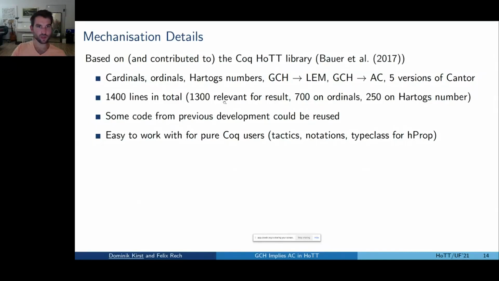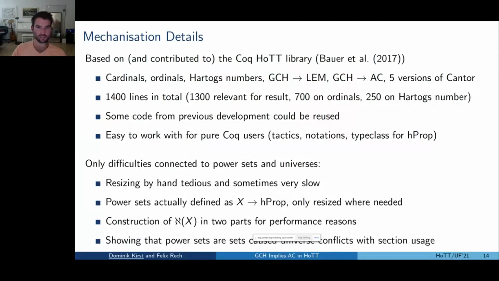In total, it's rather of a compact size, and more than half of it is concerned with ordinals and the construction of the Hartogs number. The rest of the argument isn't that heavyweight. In fact, some code could be reused from the previous development, and in particular, using the HoTT library for someone who is not trained in HoTT but used to working in Coq is quite easy, because tactics, notations, that's all pretty similar. And also there's the type class support deriving HProp instances automatically, so you don't have to worry too much about this. And the only difficulties we experienced had to do with resizing and power sets.